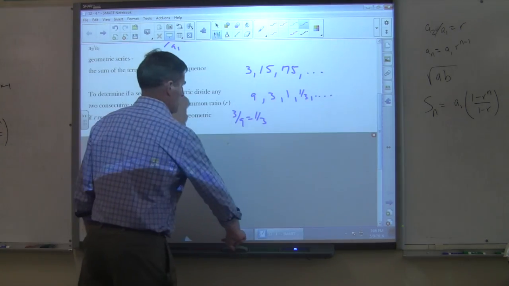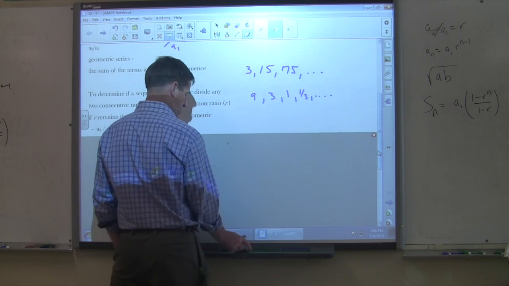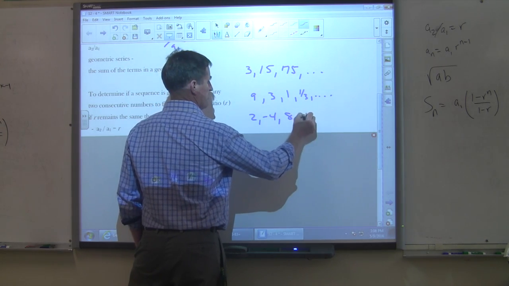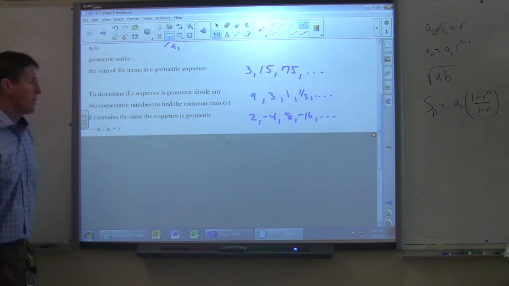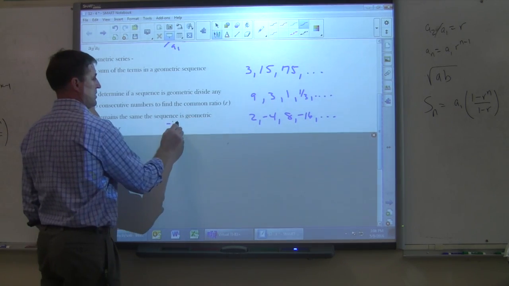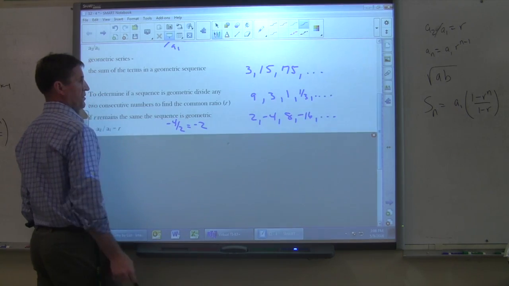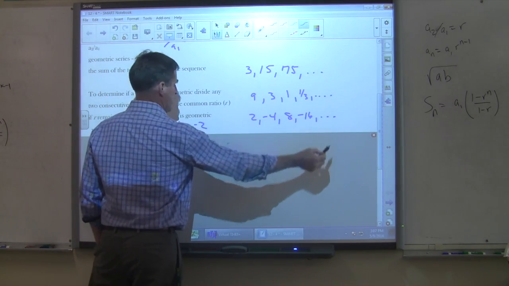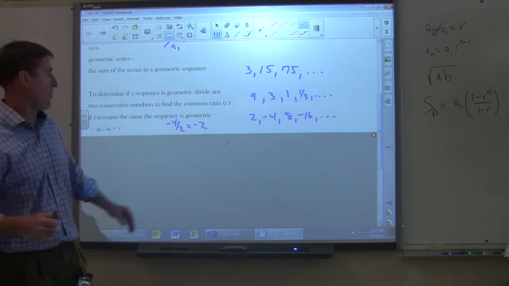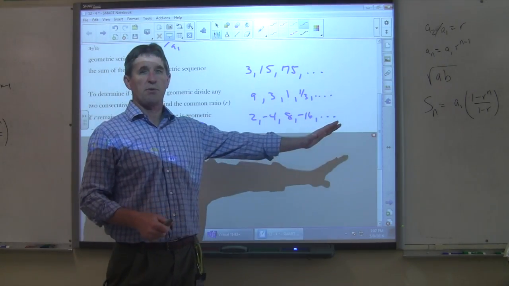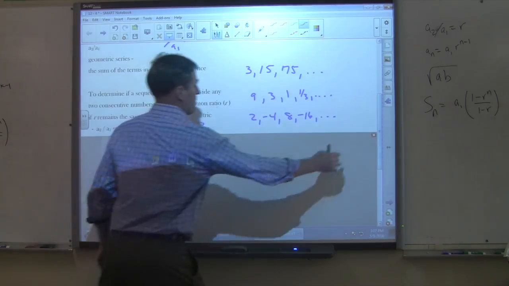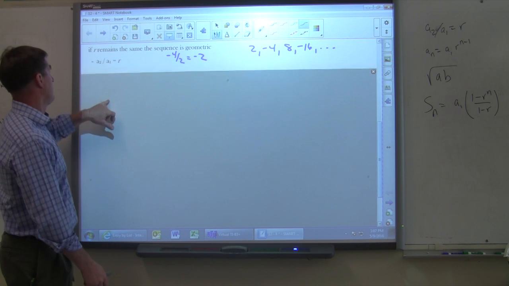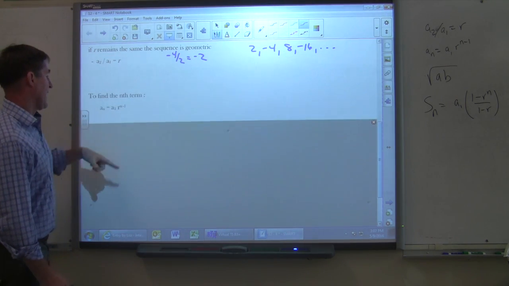We can also run into this with geometric that we couldn't do before. Okay, so now again, -4 divided by 2 is a -2. Is -4 times -2 8? Yes. Is 8 times -2 -16? Yes. And so it's possible now to have this bounce back and forth between positive and negative. So we can find r and determine whether it's geometric or not.